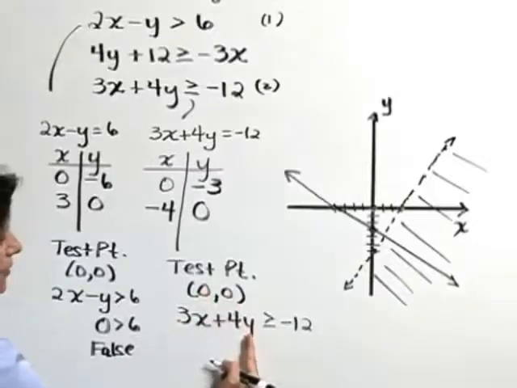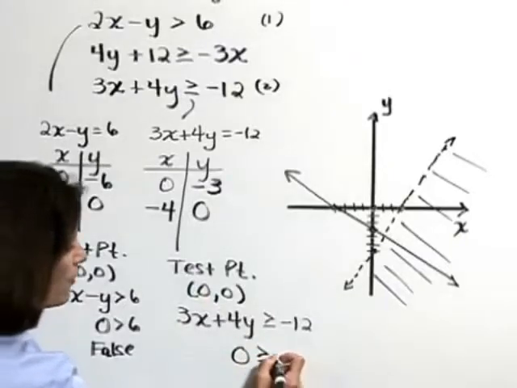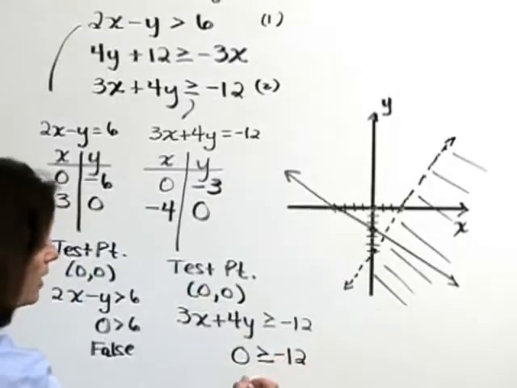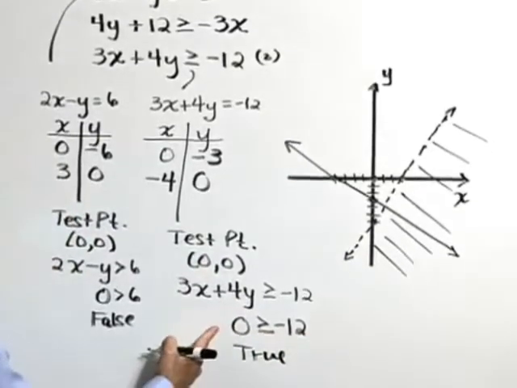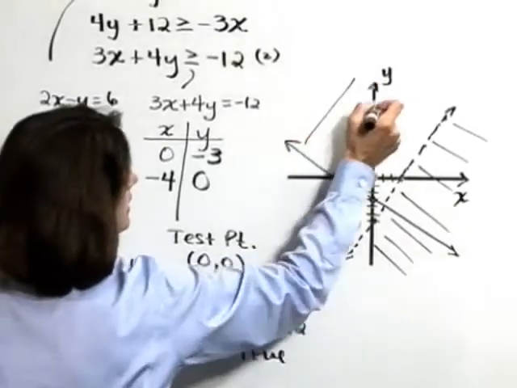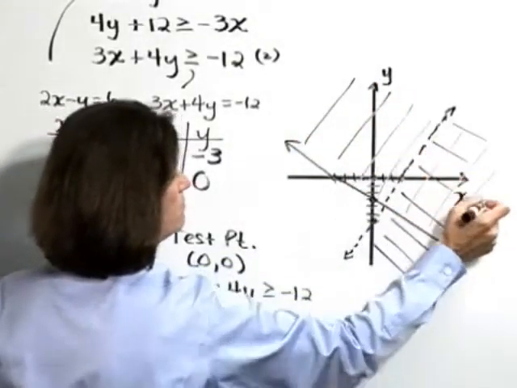Substituting 0 for x and 0 for y gives 0 on the left-hand side. And is 0 greater than or equal to negative 12? Yes, 0 lies to the right of negative 12 on the number line, so that statement is true. Therefore, the origin is in the solution region for our second inequality. Therefore, we'll shade above that line.